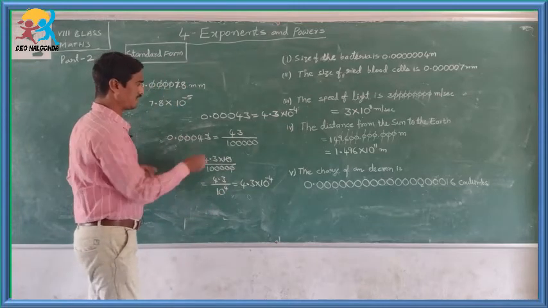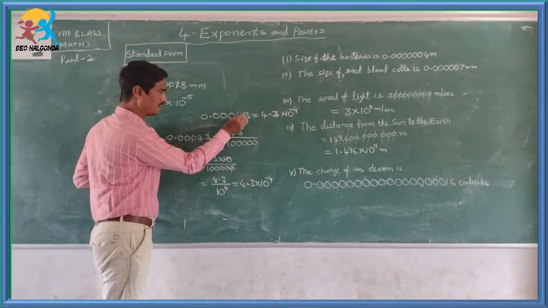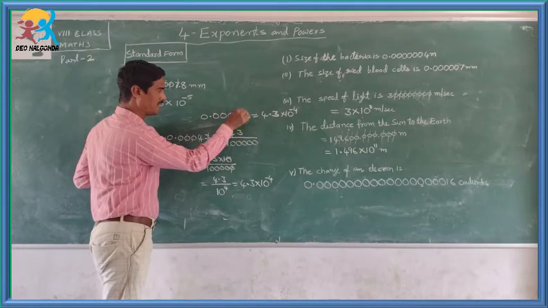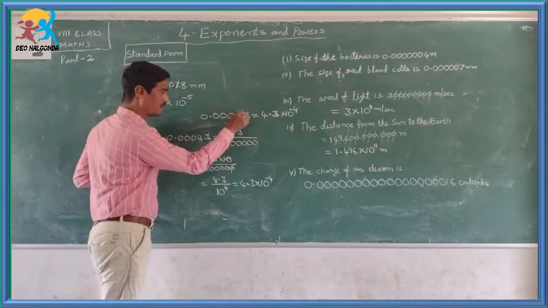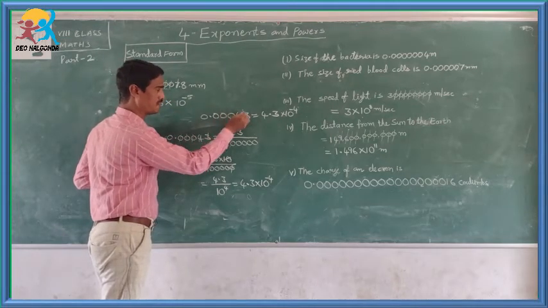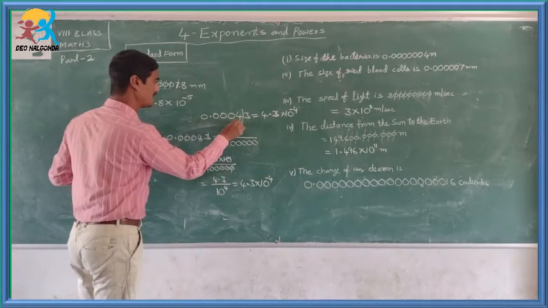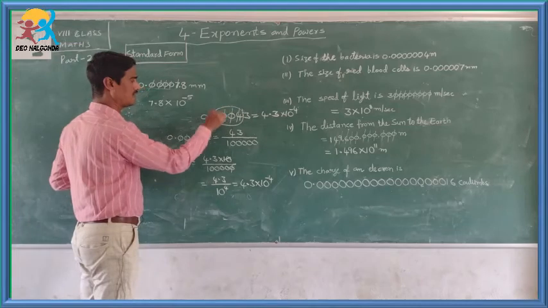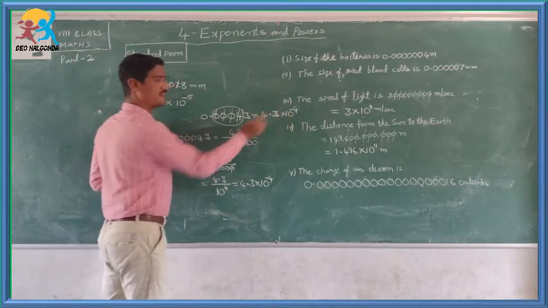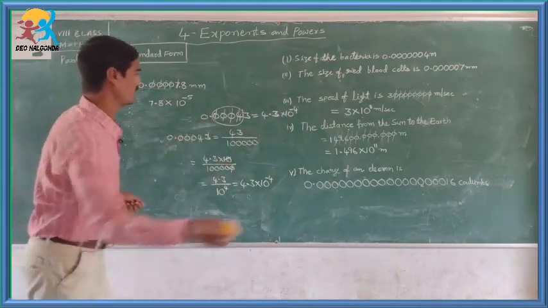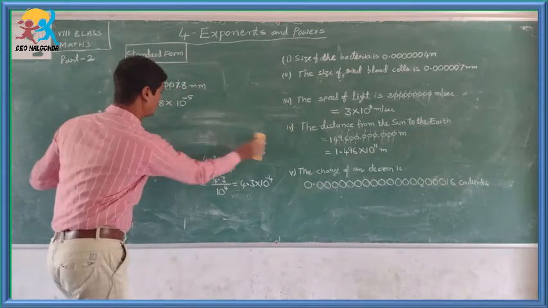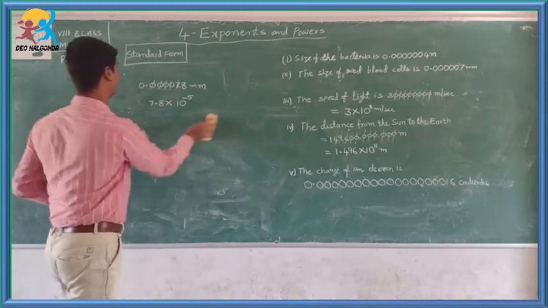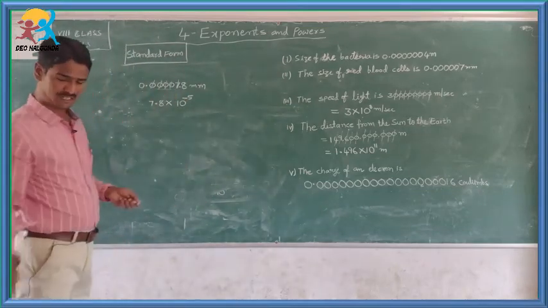That means if I keep the point here, and from the point to the left side, you have to count this one, 1, 2, 3, 4. So 10 to the power of minus 4. So I have written like this.